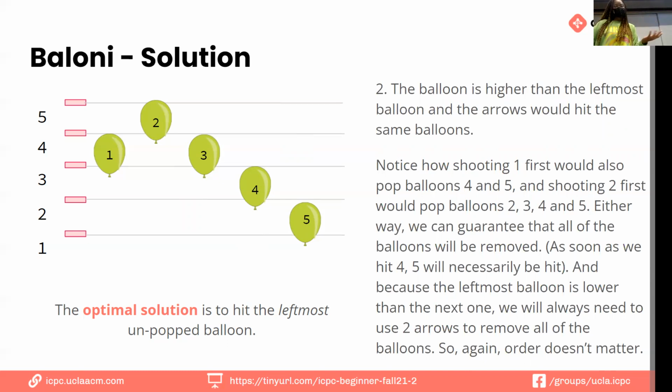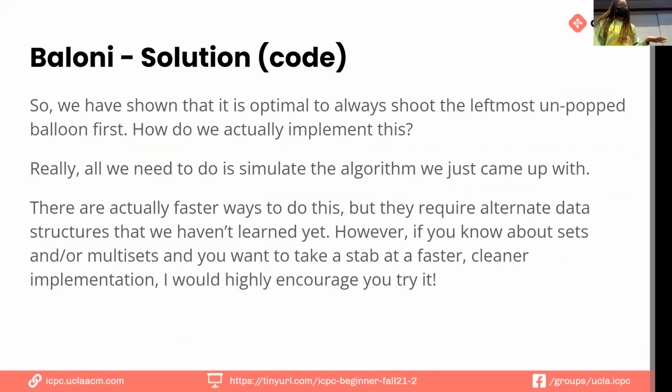Either way, we can guarantee that all the balloons will be removed because as soon as we hit 4, 5 will necessarily be hit. Because the leftmost balloon is lower than the next one, we'll always need to use 2 balloons to remove them. So again, the order does not matter. Great, so hopefully that was clear and we can see why you always need to hit the leftmost balloon first, or the leftmost unpopped balloon first, which is fine to notice.